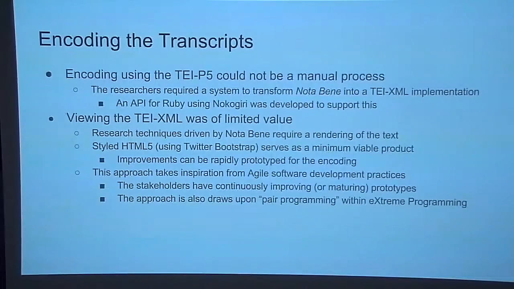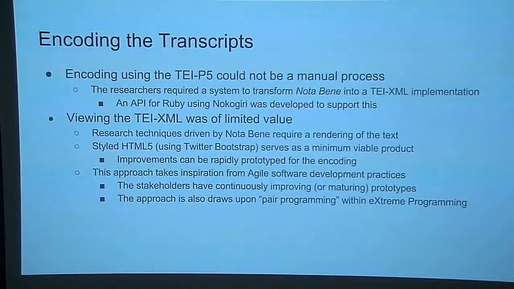So basically, an API in Ruby using the Nokogiri library was developed in order to support a minimalistic implementation of the TEI that would support a transformation from these Nota Bene digital transcripts. Now, it became very clear that viewing the TEI XML itself was going to be of limited value. The researchers themselves have been very closely tied to using Nota Bene, which rendered the markup within the digital transcripts.